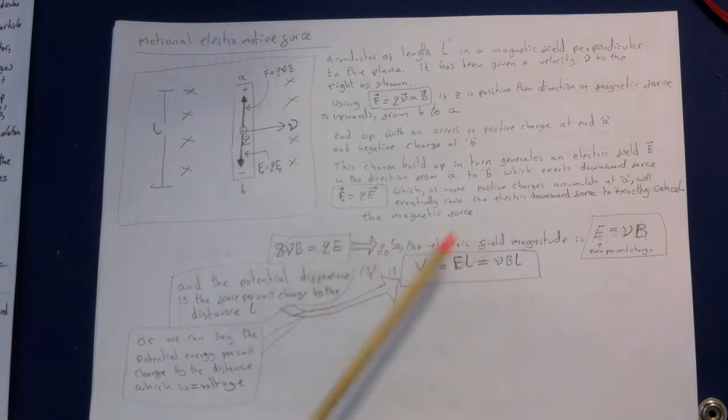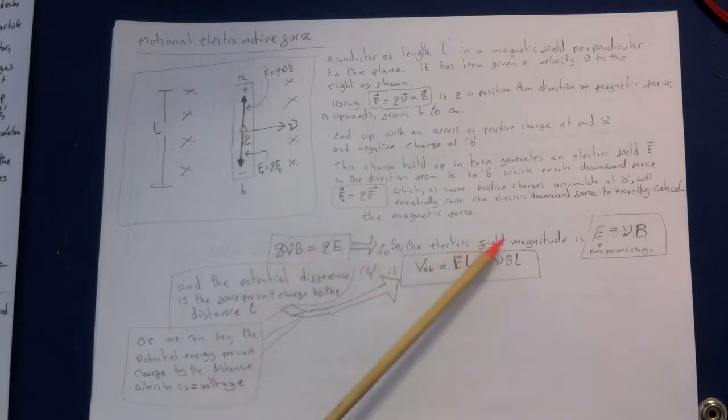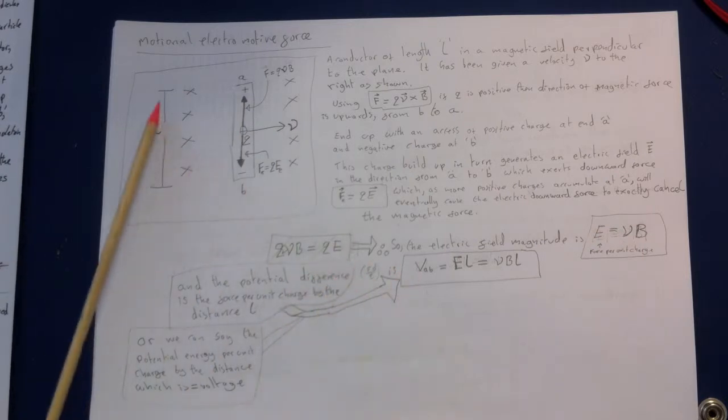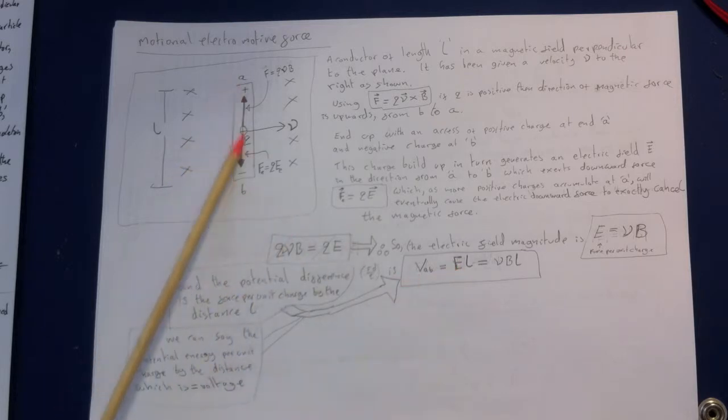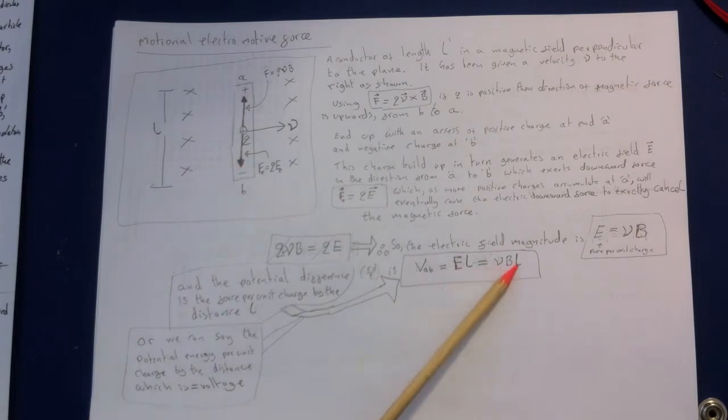You can then rearrange this, because the charges cancel, and you're left with E equals vB. And of course the potential difference, if we've got a length L, remember that what we're talking about here is force per unit charge. Force times distance is energy, joules, and joules per unit charge is volts. So we can say that the voltage from A to B is the same as vBL, or EL equals vBL.